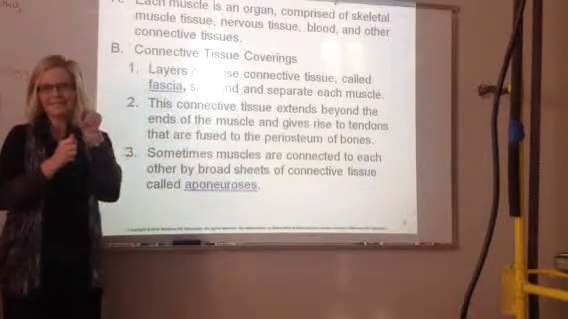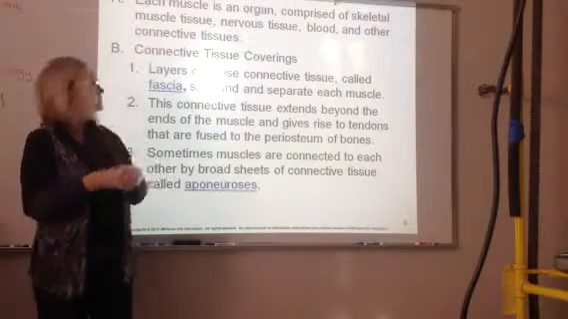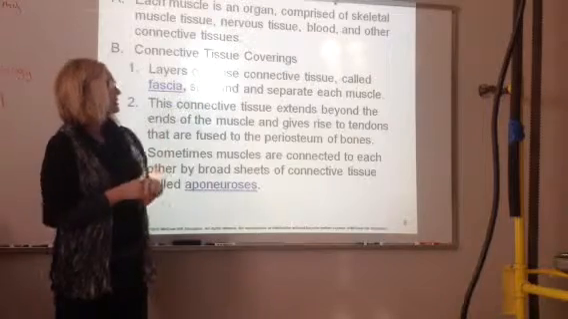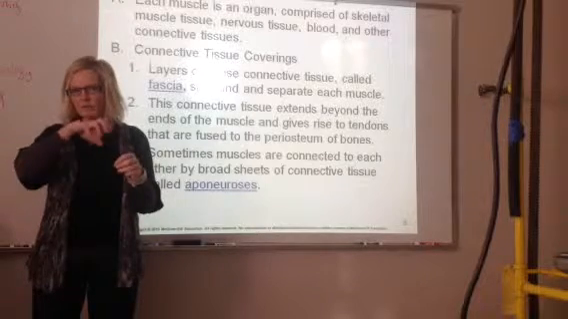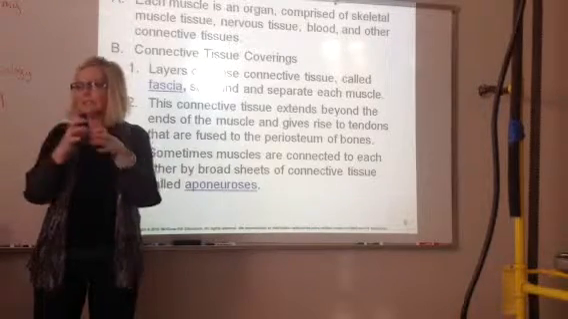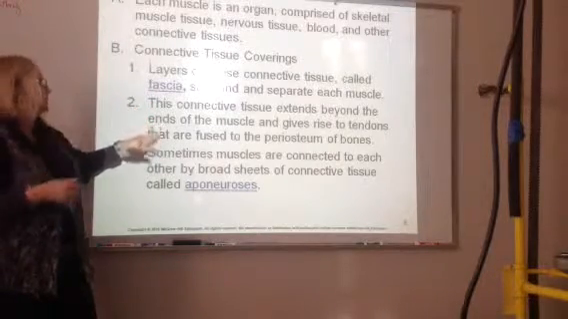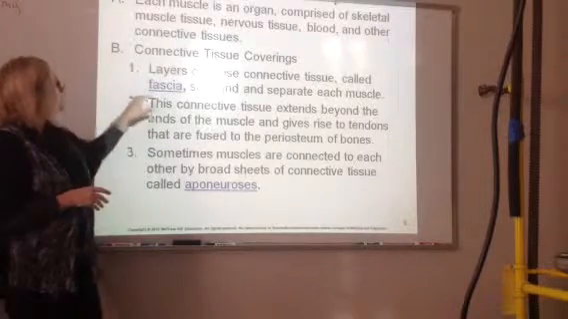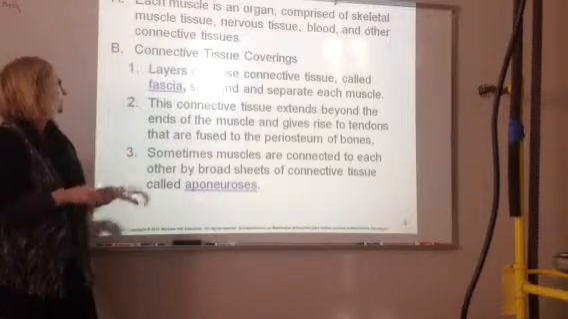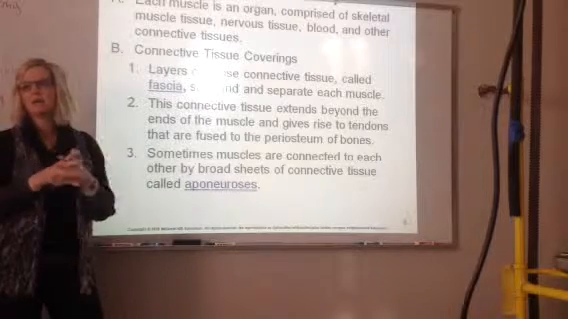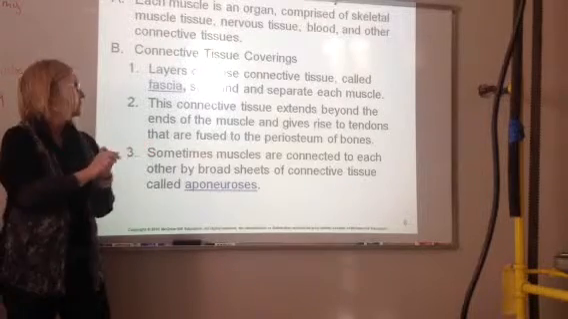So when we dissect cats and you skin the cats, it's like these little white fibers that you're going to cut through. And they also surround and separate each muscle. So if you have like a raw steak, you can almost see that lining that surrounds the little parts of it. This connective tissue also extends. It gives rise to tendons. So this fascia is going to extend into a tendon, and they're also fused to the outside of bones. So it also helps to connect your muscle to bones.